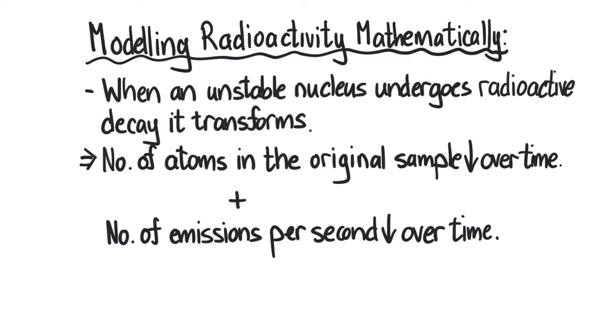So the focus of this particular video lesson, which is at the back of the theory of radioactivity, is to model radioactivity mathematically. So when an unstable nucleus undergoes radioactive decay, it transforms. Now, what does this mean? Well, it means that the number of atoms in the original sample decrease over time, and that the number of emissions per second drop over time.